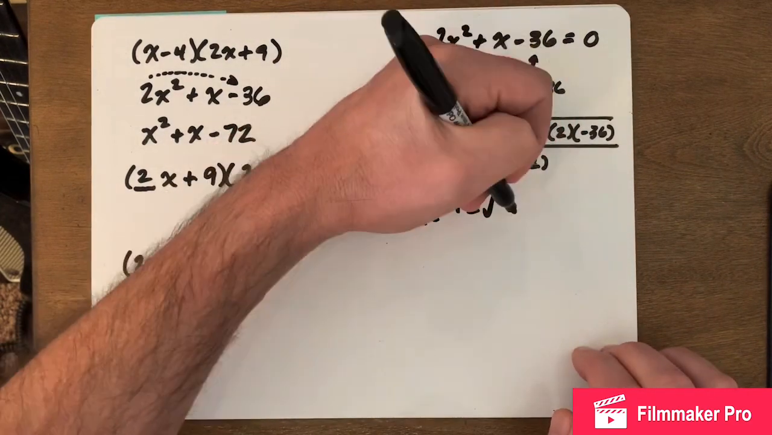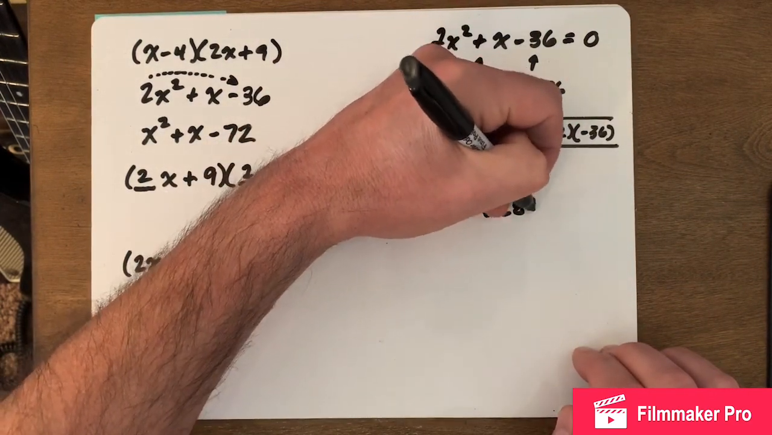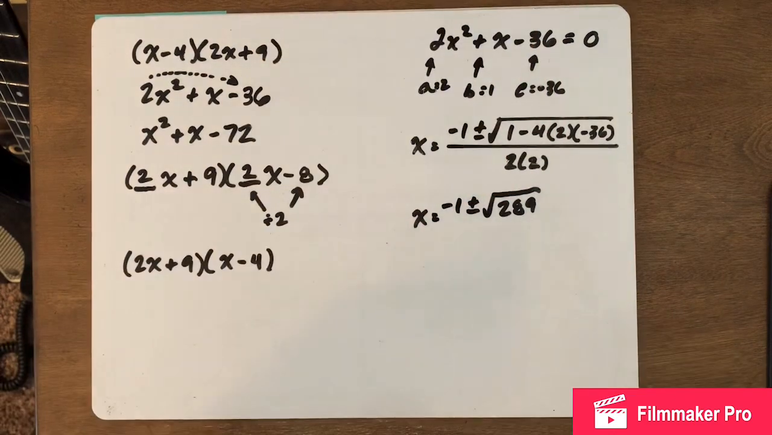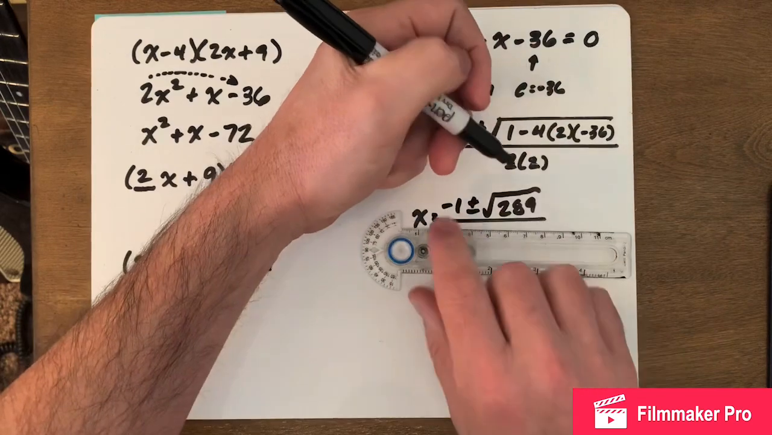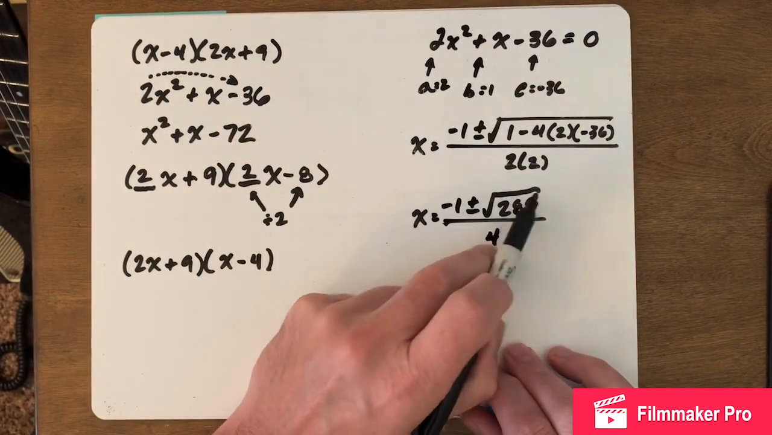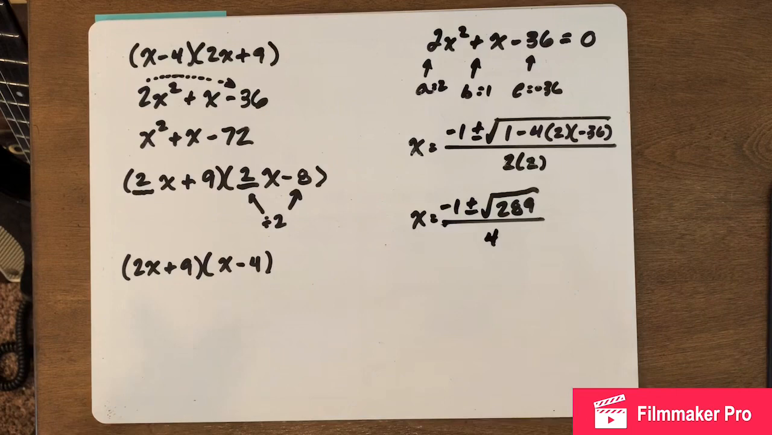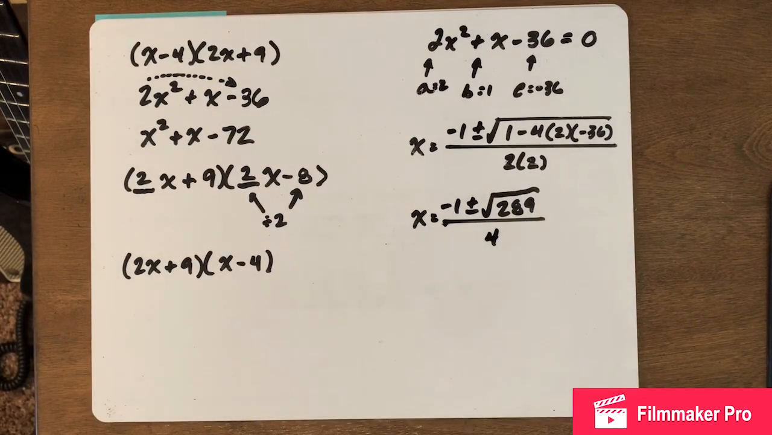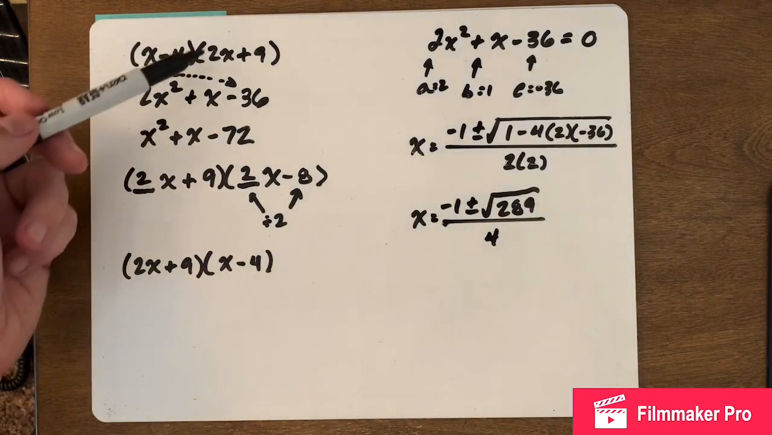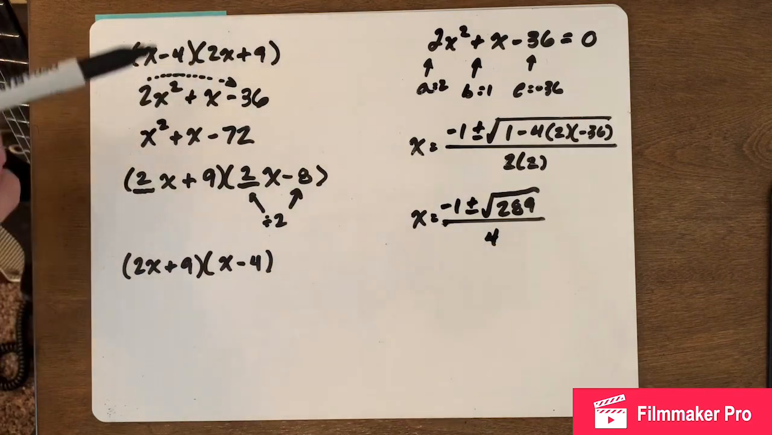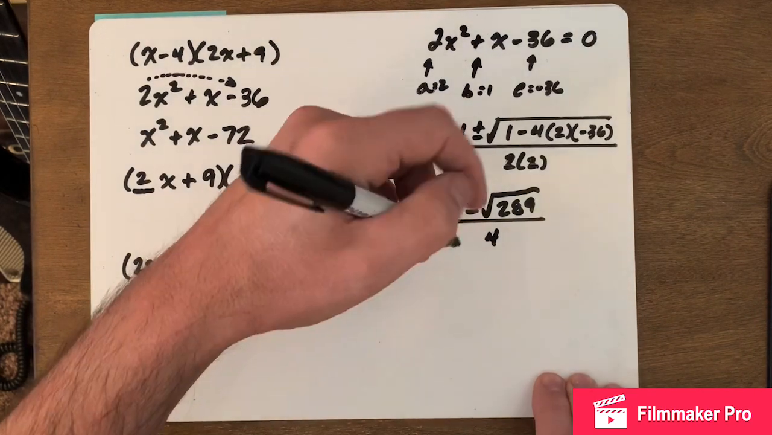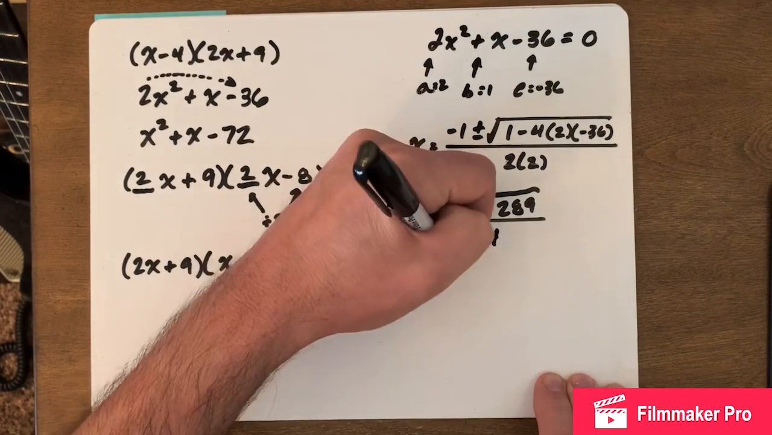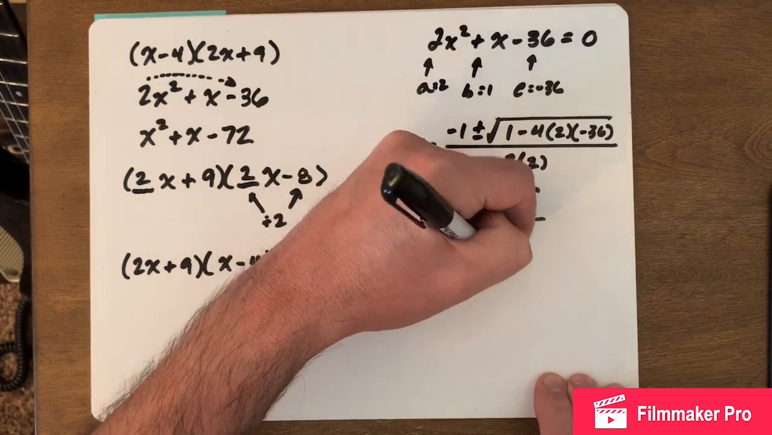So we have the 289 over here. And all of that is over 2 times 2, which is 4. And now you see why I have to use a straight edge, because I can never make that straight. So 289 is a perfect square. As a matter of fact, if your expression right here was factorable, then that should be a perfect square right there. And the square root of 289 happens to be 17. So now we have x is equal to negative 1 plus or minus 17 over 4.